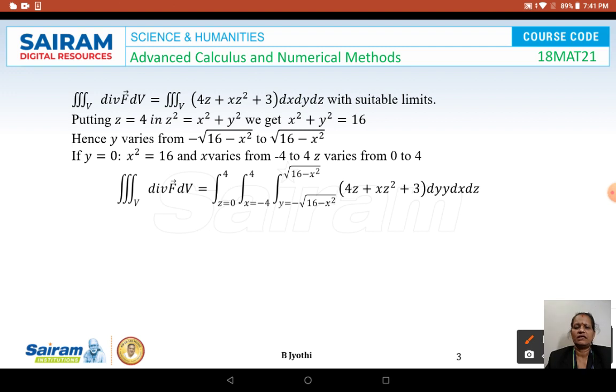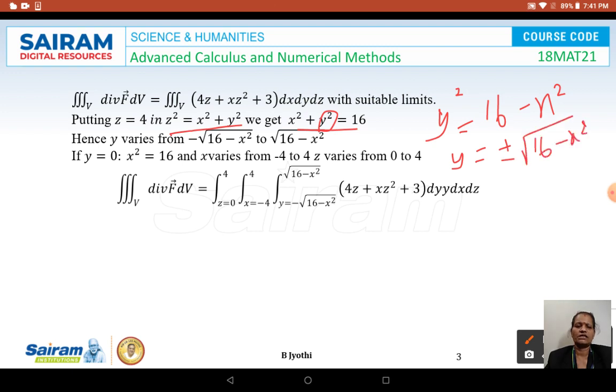Now, in the curve, if we put z equal to 4 and z squared equal to x squared plus y squared, we get x squared plus y squared is equal to 16. That is nothing but a circle of radius 4 units with the center at the origin. And y squared is equal to 16 minus x squared, so y is plus or minus the square root of 16 minus x squared.